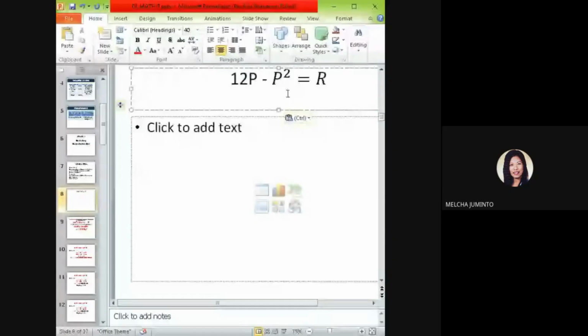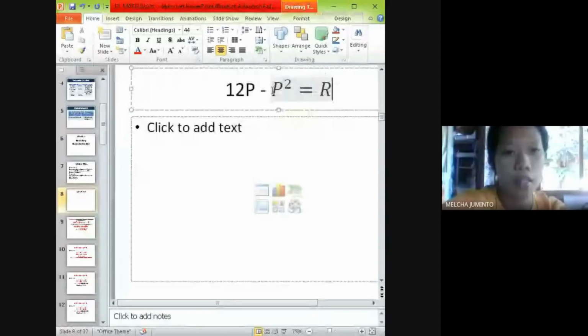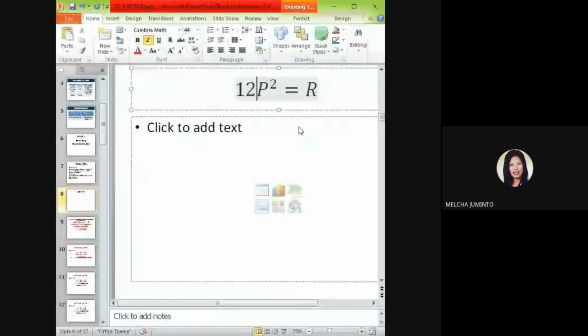Proceed with the next slide. New slide. I will post now the equation that we obtained. Let me change 12P para dire-diretso siya equation. I use the equation tool. 12P ito kanina minus. So, ito yung equation natin: 12P minus P squared equals R.